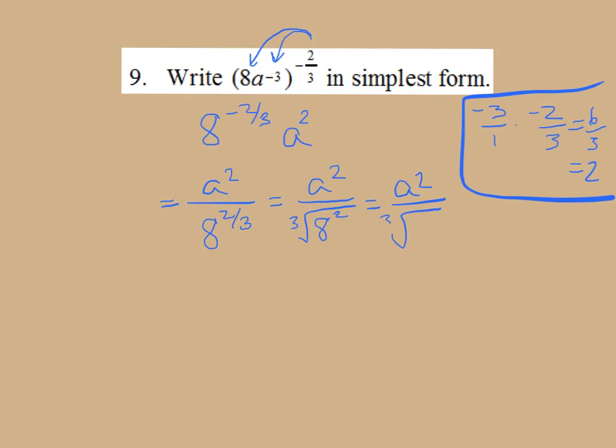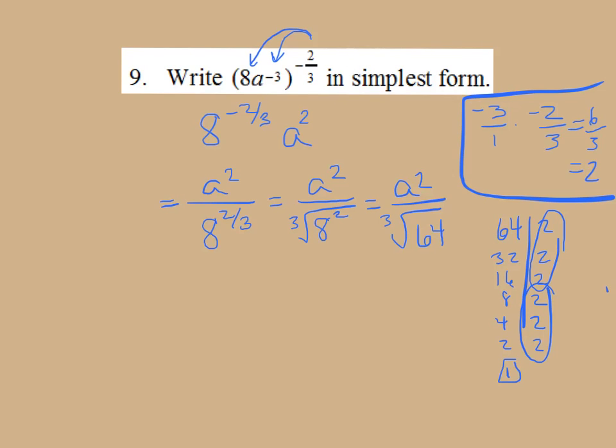And now I'm going to do Joe's method with the number 64. 64 divided by 2 is 32. Divided by 2 is 16. Divided by 2 is 8. 2 is 4. 2 is 2. And 2 is 1. And I'm looking for groups of 3. So let's see. I've got one group of 3. I've got 2 perfect groups of 3. So I'm going to rewrite this, 2 times 2, because I'm taking both of these out, gets me 4. There's nothing left underneath that radical, so this is my answer, a squared over 4.